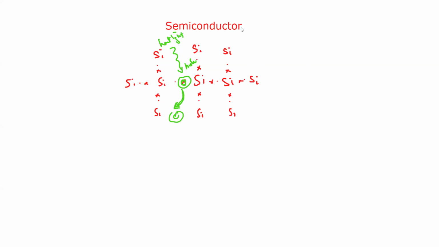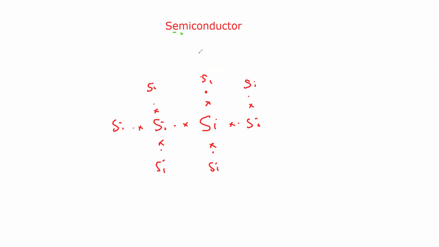So in a semiconductor, what will happen? I will repeat. Group 4 elements. You have silicon. Silicon is forming 4 bonds with other silicon. So 4 covalent bonds are there. Because of the heat and the light energy, one of the electrons involved in the bonding will jump out from the bonding.